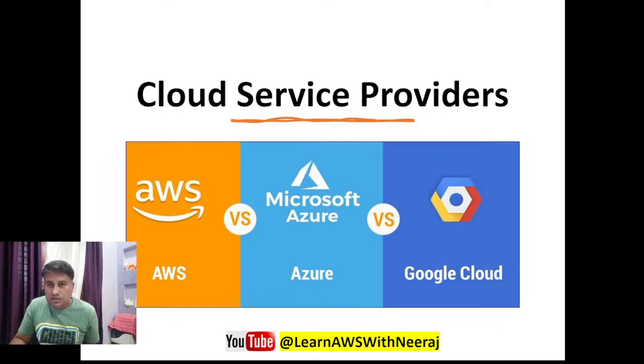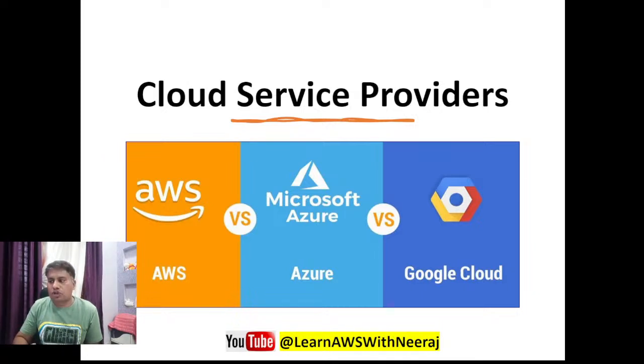And out of these three, the leading one is AWS, because it started its operations in cloud computing long back, around I would say 20 years back. On the other side, Microsoft and Google entered into cloud computing a little late as compared to AWS. But concept wise, it's more or less the same. That means if you are taking training on AWS and then you have to work on Microsoft Azure or Google Cloud, then the terminology will be a little different. Otherwise, the concept will remain the same.